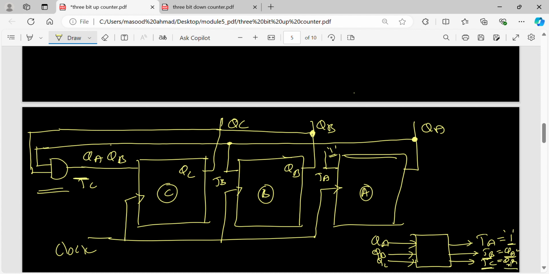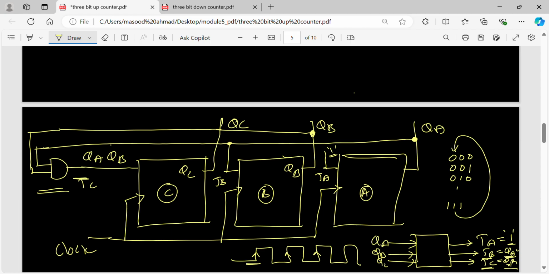If I make all these arrangements, then once I give the clocks, the circuit will move from one state to the other. This is what the clock looks like. We are giving the clock, and this is a positive transition. For each and every clock pulse that we apply, it will move from 0, 0, 0 to 0, 0, 1, 0, 1, 0. Likewise, it will go up to 1, 1, 1. Once this is done, it will repeat the sequence. So this is what is known as a 3-bit up counter.